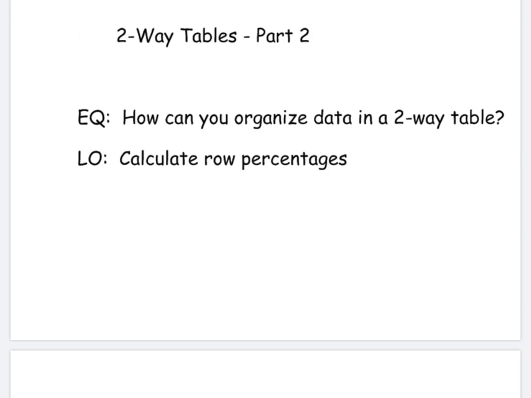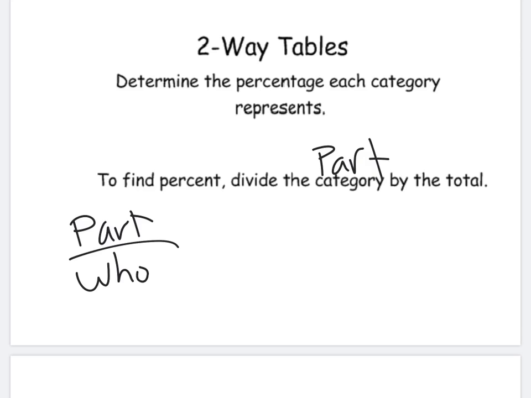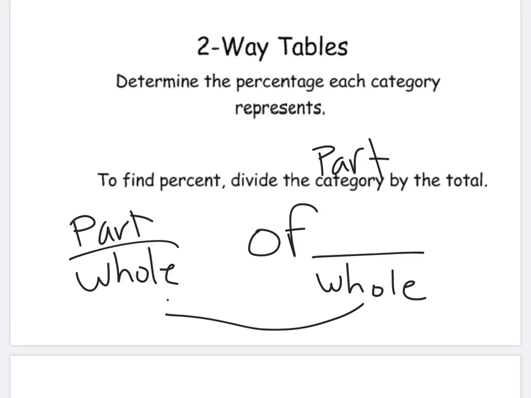So let's look at part 2 of the two-way table. Now that we know how to fill them in, can we interpret the data that's in them? In order to determine percentages that the two-way tables represent, you have to divide the category, I call the category personally the part, by the whole. So your division problem becomes the part divided by the whole. When you're asked a question, there's a key word in this. You're going to see the word of more often than not, and then there's going to be something that comes after of. Whatever comes after of is considered your whole, and that's what goes in the denominator, or the bottom part of your fraction or your division problem.